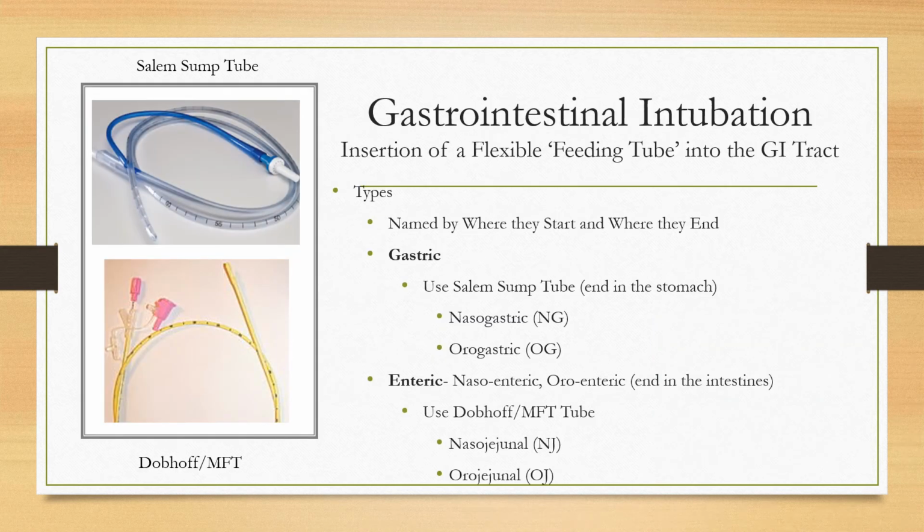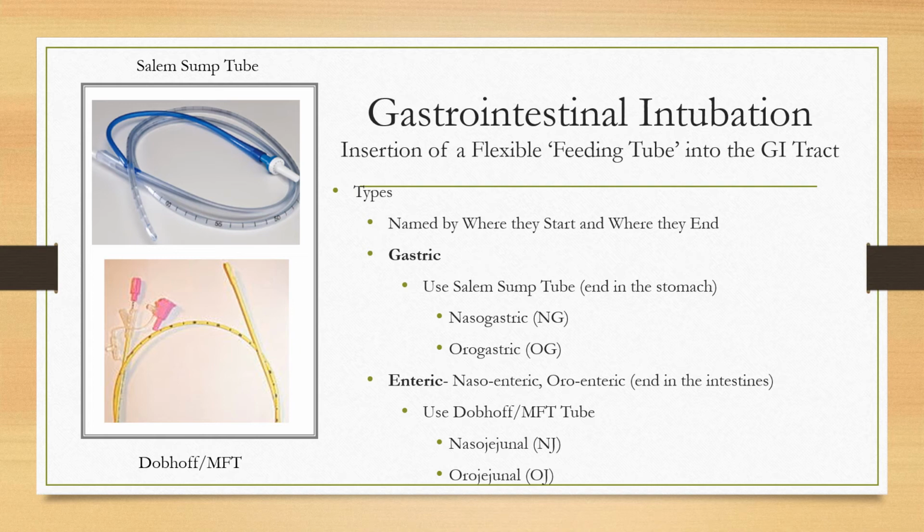Okay, so let's just look at some different tubes. We can use the term gastrointestinal intubation, which really just means that we're putting a tube, whether it's in the mouth or in the nose, into the gastrointestinal system. So let's look at the types a bit. Typically they're just named by where they start and where they end.